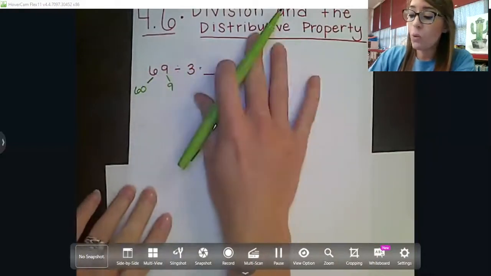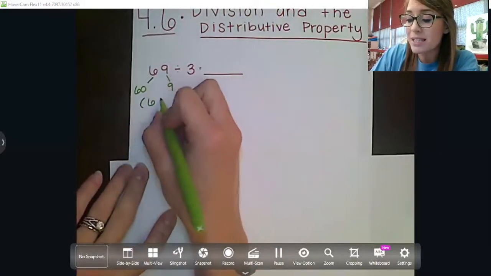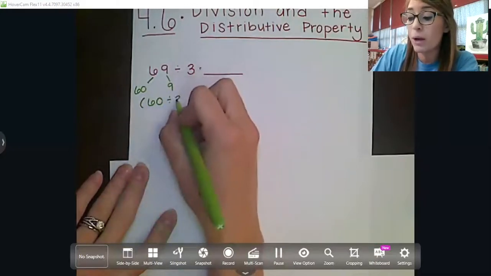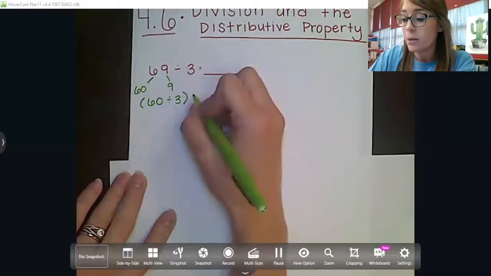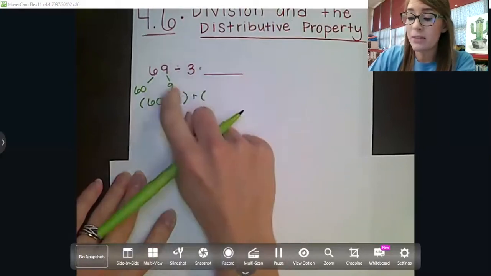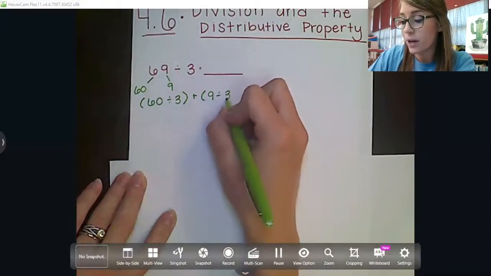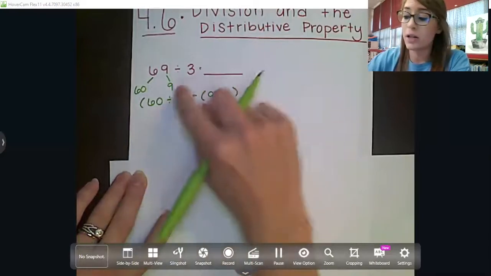So what I'm going to do is break it up this way. I'm going to say 60 divided by 3. That 3 will remain constant. It will not change, okay? Plus, then I'm going to take this 9 divided by 3. Then I'm going to solve these separately.